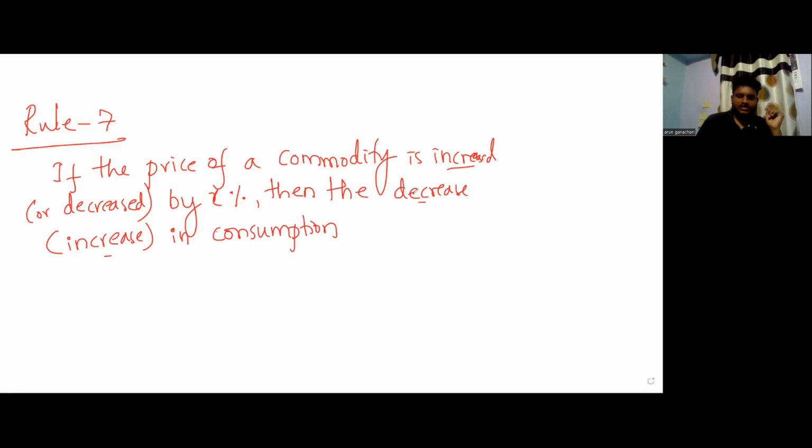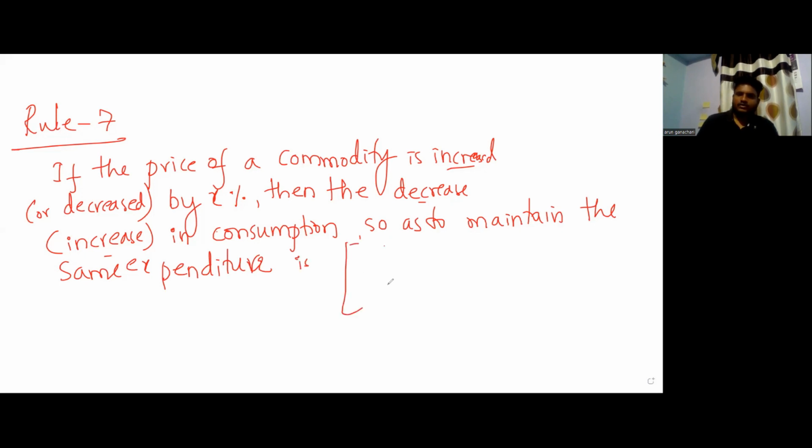Then the decrease in consumption so as to maintain the same expenditure is your same formula: X upon 100 plus or minus X into 100%.